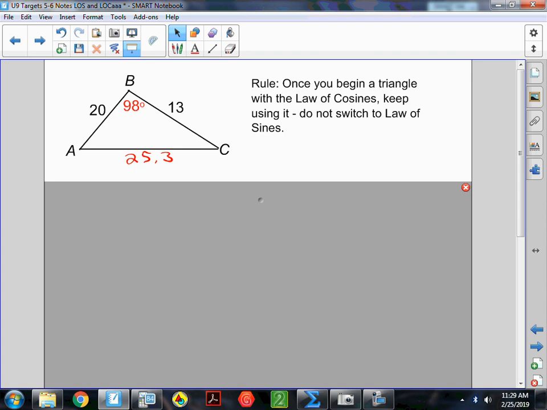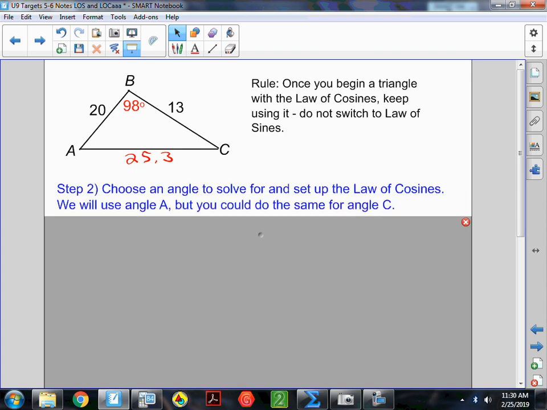At this point, I need to pick either angle A or angle C. Choose an angle to solve for and set up the law of cosines again. We'll use angle A, but you could do the same for angle C.